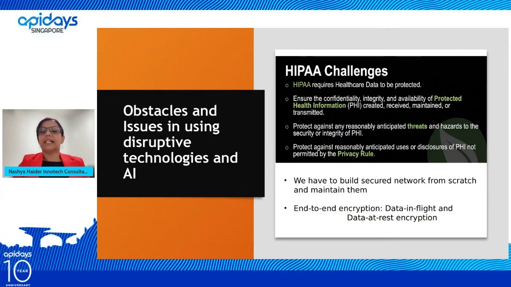And on top of that, we have the HIPAA challenges. So HIPAA requires healthcare data to be protected, to ensure confidentiality, to ensure integrity of the data, so that your health information which is created is maintained and transmitted via a very secure network, which is encrypted from A to Z. And one needs to also reasonably anticipate threats and thereby make sure that all the privacy rules are obeyed when it comes to consumer wearables and medical devices.